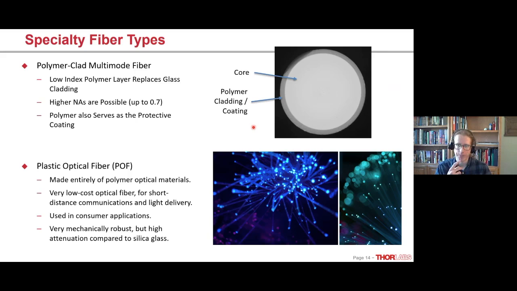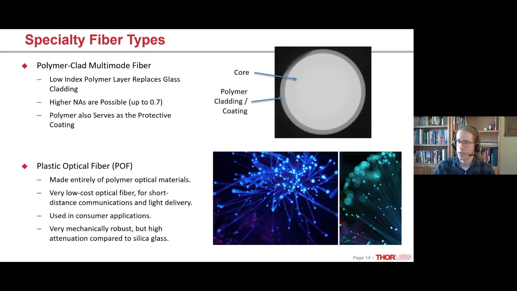So it's a trade-off. The higher NA polymer clad fibers are more mechanically fragile because that polymer cladding can be damaged more easily. And then the third type of polymer clad fiber we make uses a glass core and a glass cladding, and then we put the TEX coating on the outside. Between the core and the first cladding, we have a 0.22 NA. From the first cladding to the polymer cladding, I don't remember offhand what that NA is, but those fibers are built for high power use.